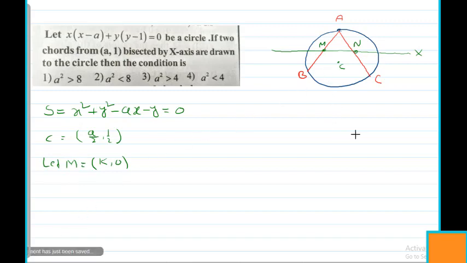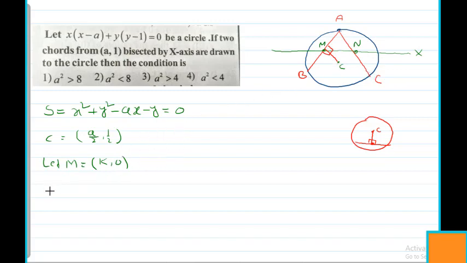One basic theorem is there with us. For example, this is a circle, this is a chord, this is the midpoint of the chord, and this is the center of the circle. The line segment joining the midpoint of the chord and the center is always perpendicular to the chord. From this basic theorem you can say that CM is perpendicular to AB, as well as CN is perpendicular to AC.